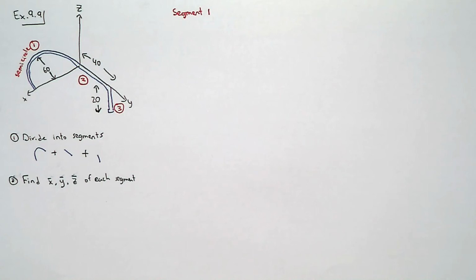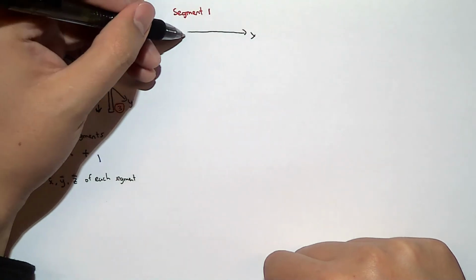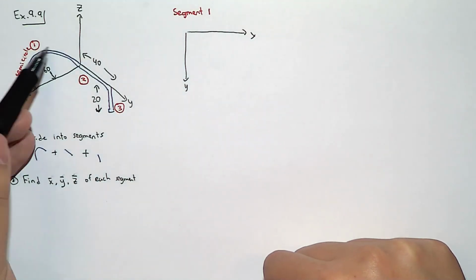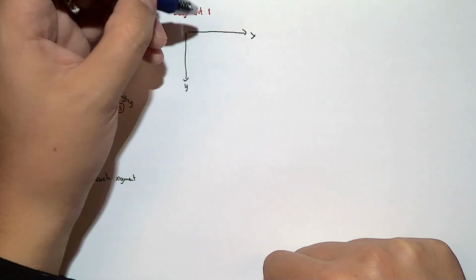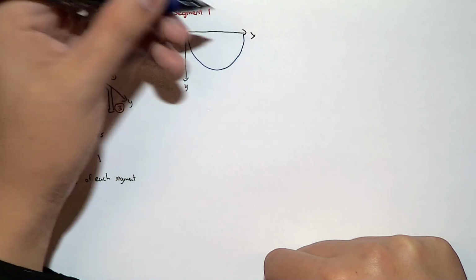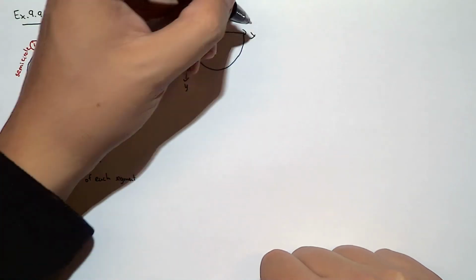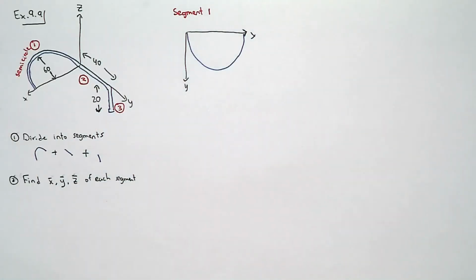Okay, so let's go ahead and find the coordinates of this half circle. For segment number 1, if we look at it in the xy plane, I have my x-axis, and I have my negative y-axis, because this is in the negative y-axis. Essentially, what I'm looking at is a semicircular wire, which is a one-dimensional element. And I can use this diagram to find the centroids in the x and y coordinates. We know that the x coordinate will be 60, but let's just find it using math.